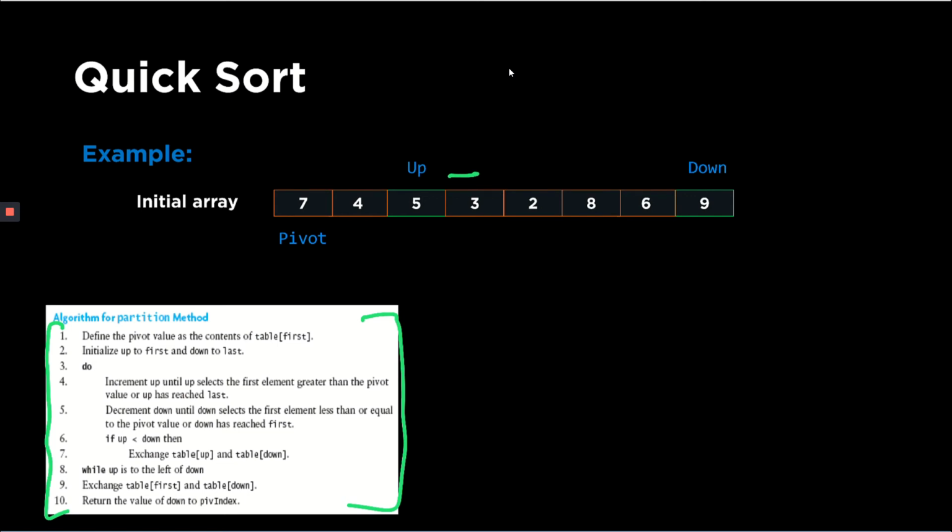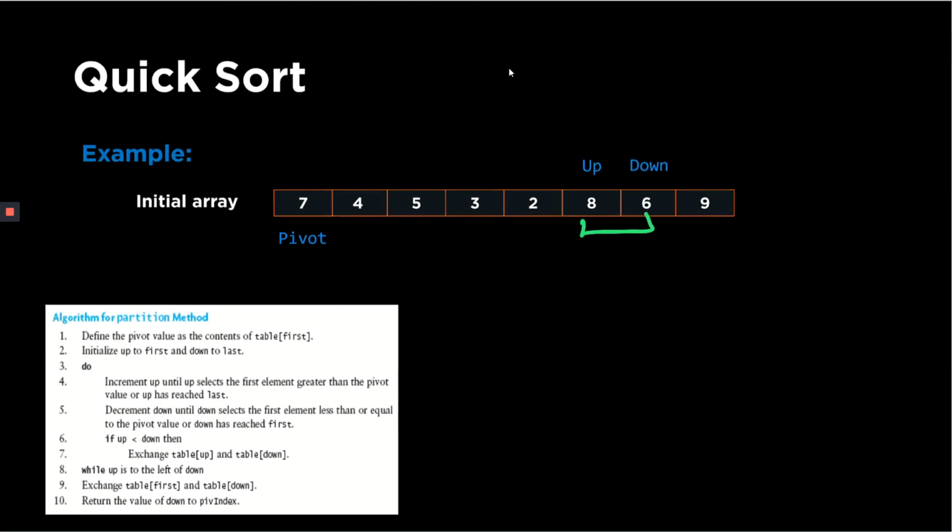3 is smaller, still keep going. 2 is smaller, keep going. And 8 is the element which is larger than the pivot. Now move the down here. We are going to compare, is down smaller? That's true. So in this case, we are going to swap our up and down, which is these two elements. And our array would now look like this, where we have 6 and 8 right here. We are now again going to move our down here.